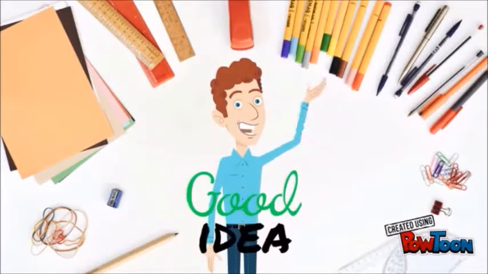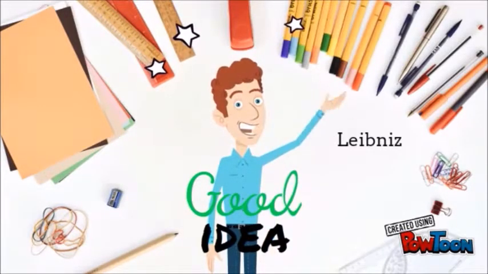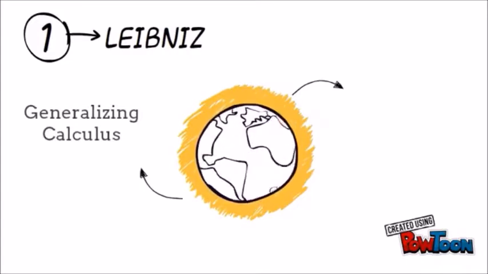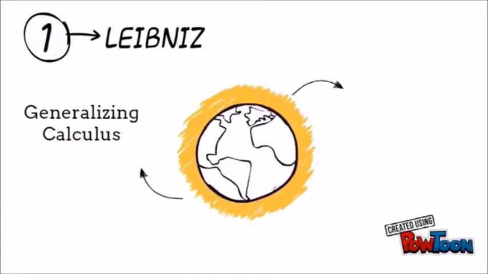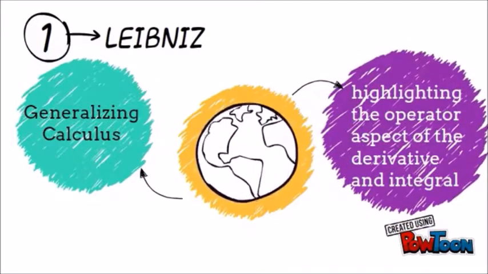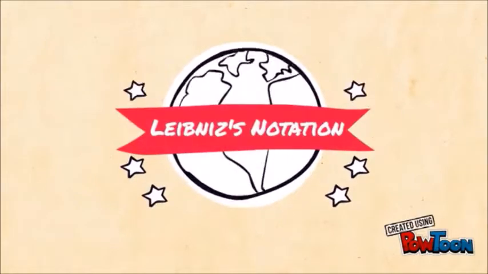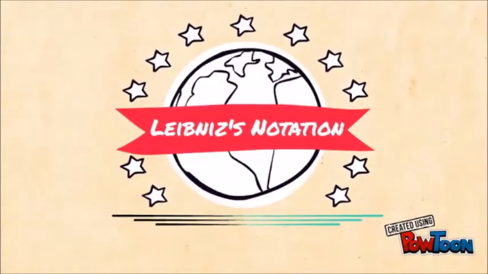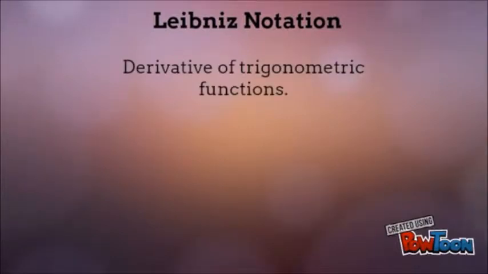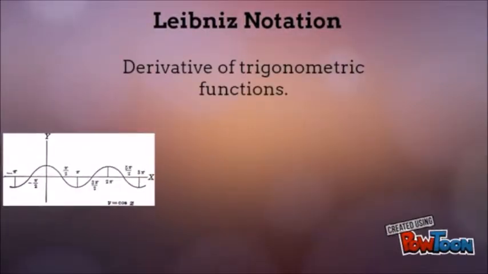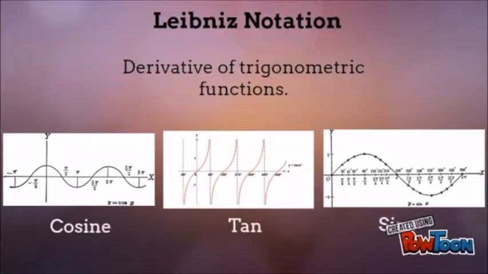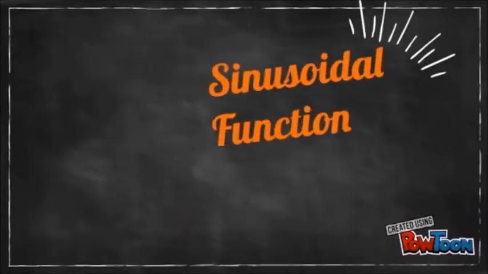As a result, most of the notations and symbols used by Leibniz are still being used today. This is because they were better attuned to generalizing calculus to numerous variables and also highlighting the operator aspect of the derivative and integral. Today, we call it the Leibniz notation. The Leibniz notation can be applied to many mathematical functions, including trigonometric functions, exponential functions, and logarithmic functions.